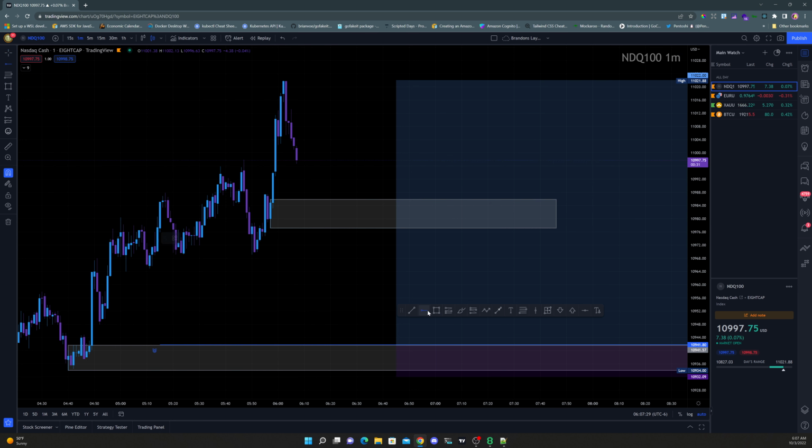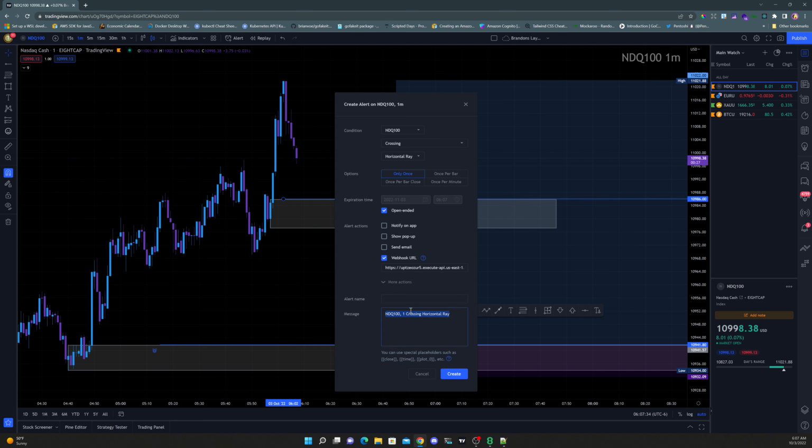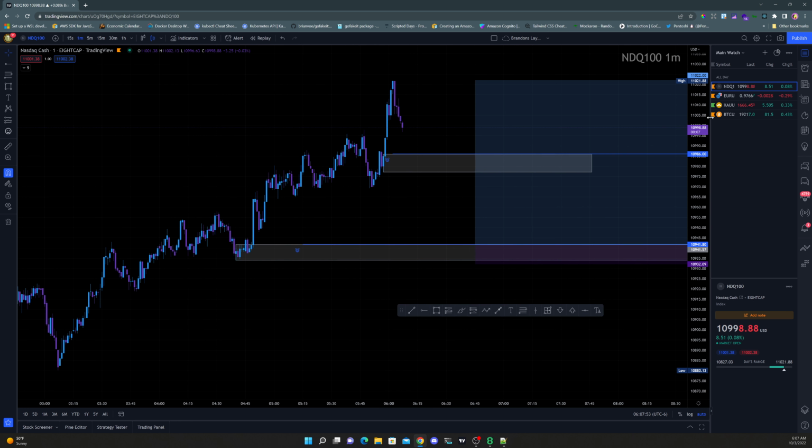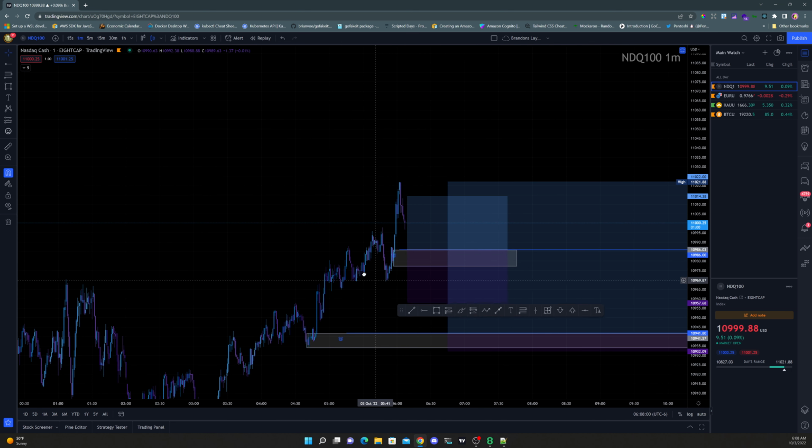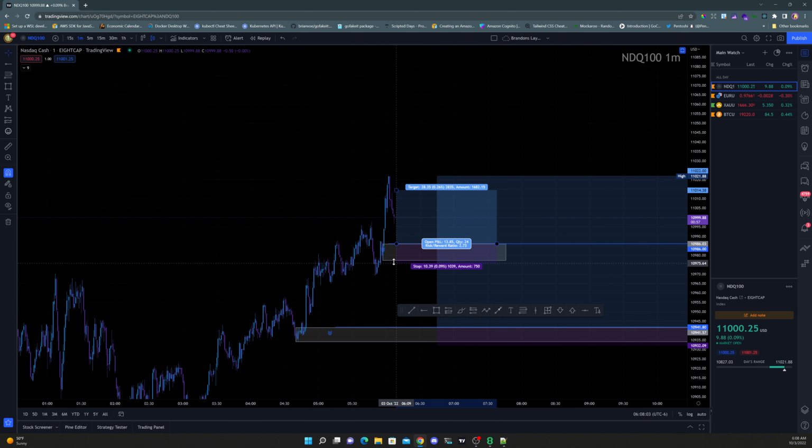But we could just go ahead and put this here. Let's put demand zone. And then let's say risk, or risky. Let's do that, just so we know. So we're going to go ahead and check that out.